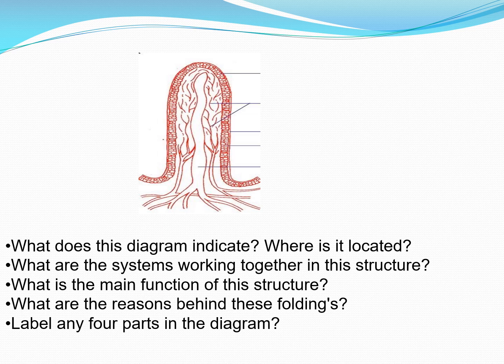These foldings increase the surface area so that the food is retained for a longer period, thereby increasing the absorption of simpler substances. Last question, label any four parts in the diagram. Labelings are sensory epithelium, capillary, lacteal, mucus.